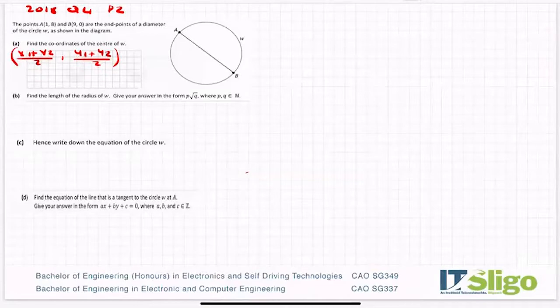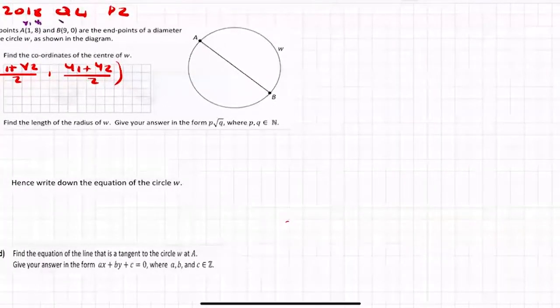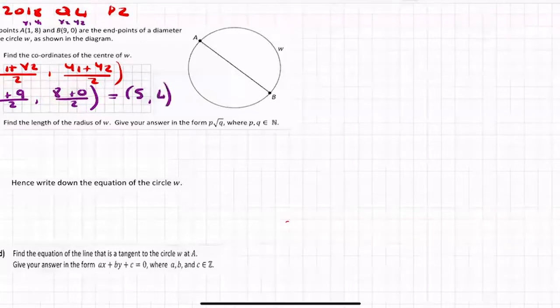Okay, so we label our points: x1, y1, x2, y2, and we put them in. So we have x1, which is 1, x2, which is 9, over 2, comma, y1 is 8, y2 is 0, over 2. So 9 and 1 is 10, divided by 2 is 5. 8 and 0 is 8, divided by 2 is 4. So I'm getting the centre of that circle to be (5, 4). And that's that first part.